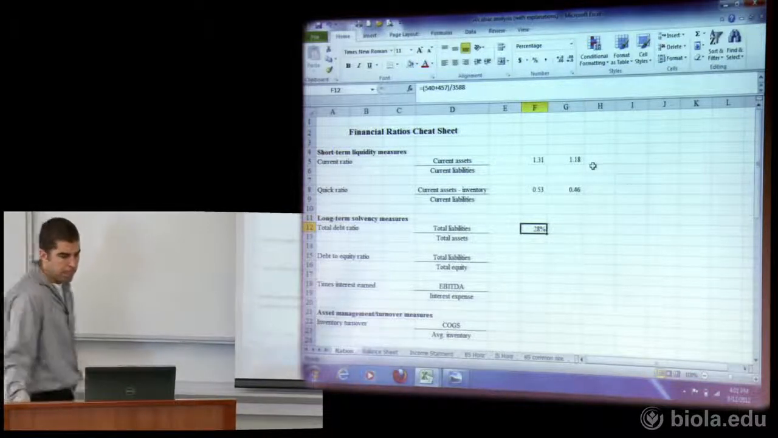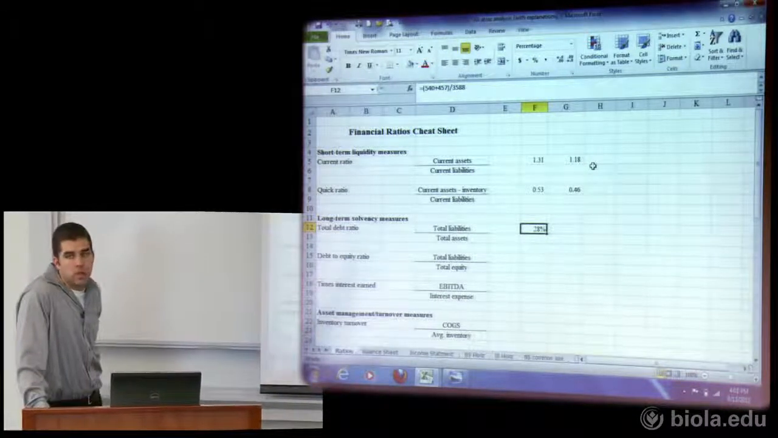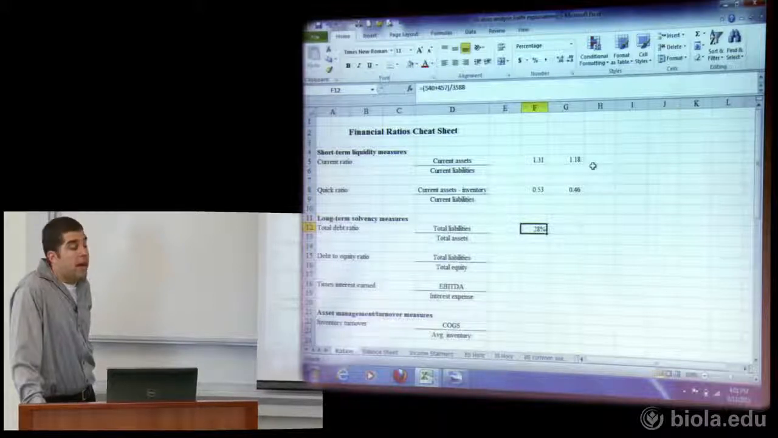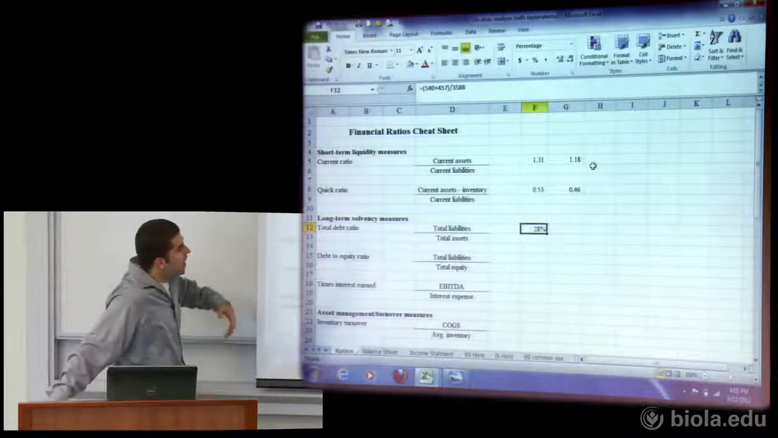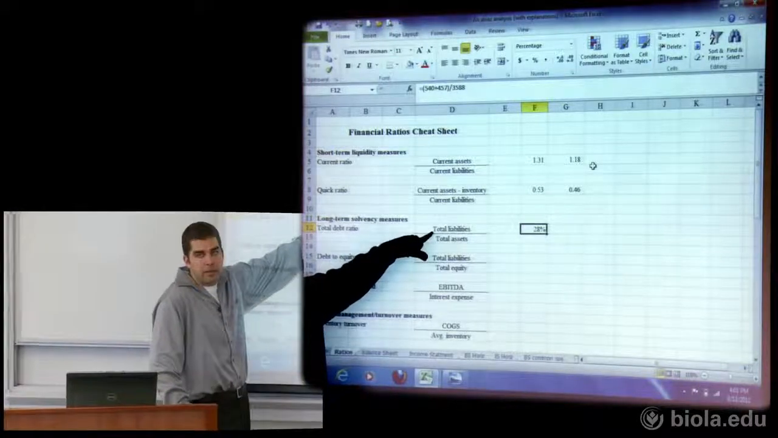Interesting number. So for every $100 you have in your assets, $28 of that comes from borrowers. Yeah, very well said. Okay, so how are we using our debt to finance our business? For every $100 of assets, $28 came from liabilities.